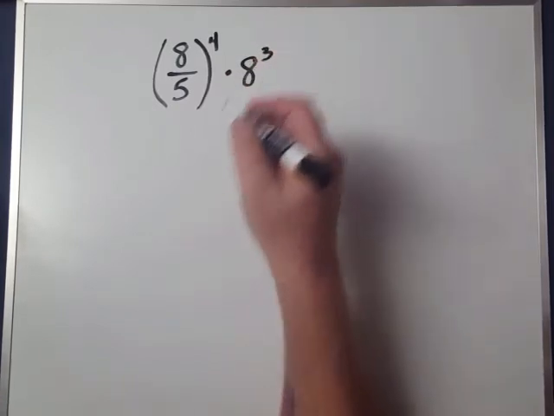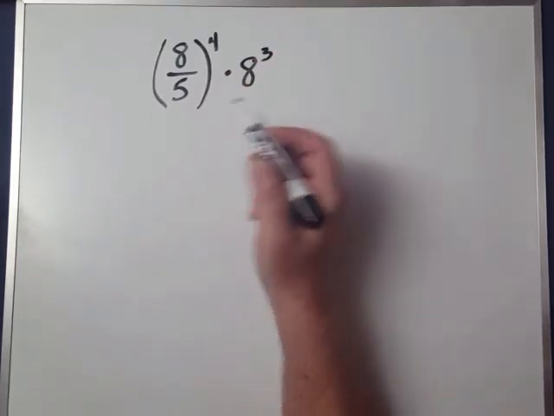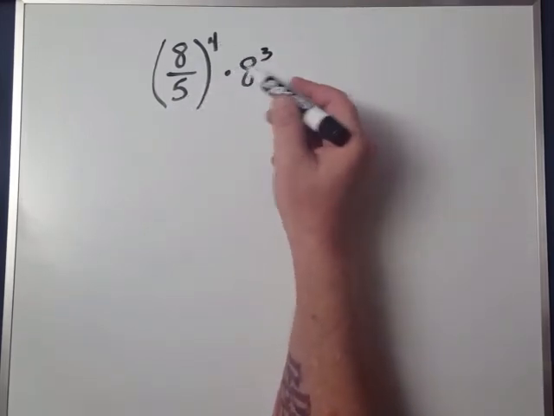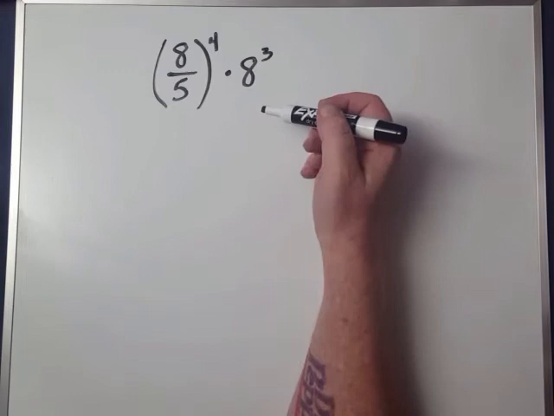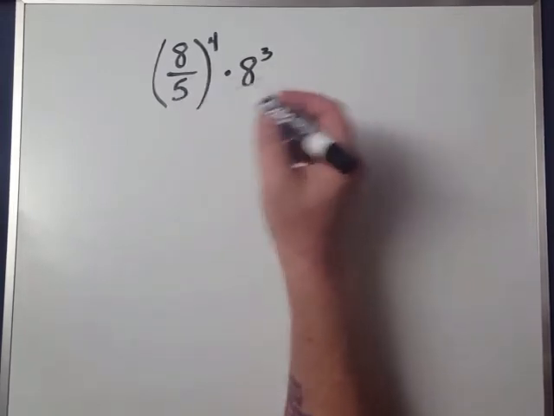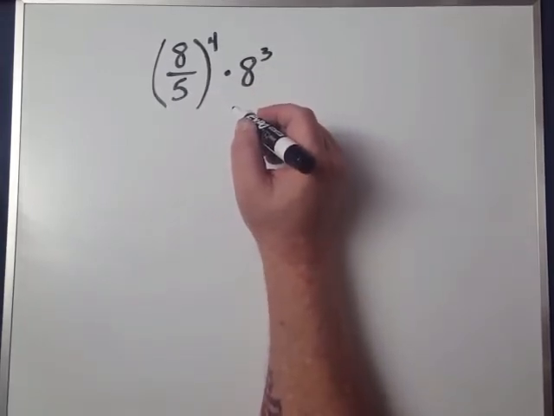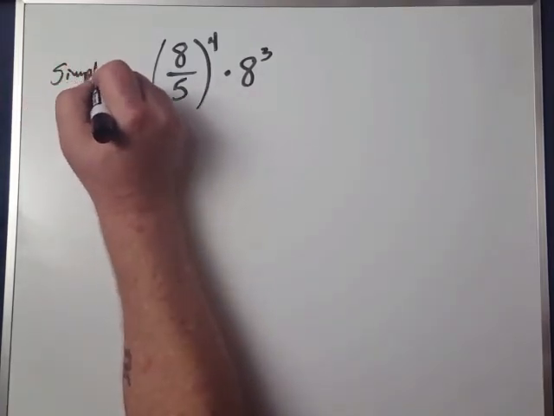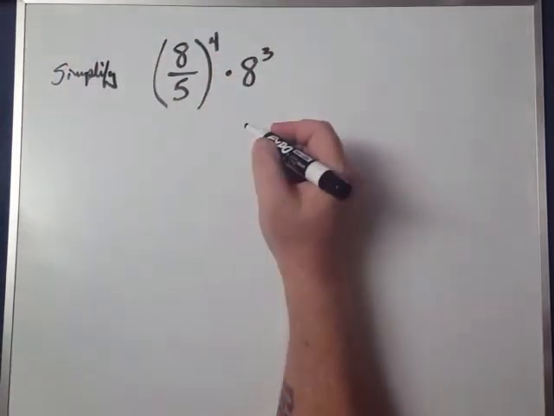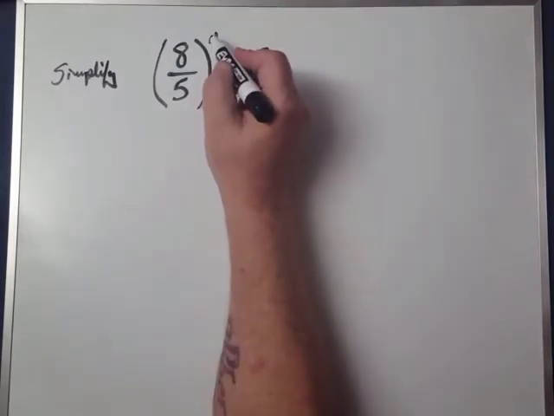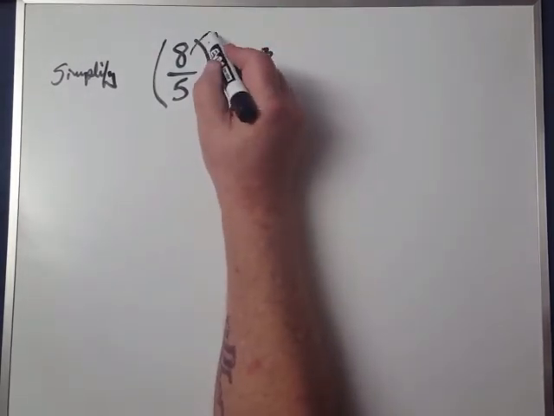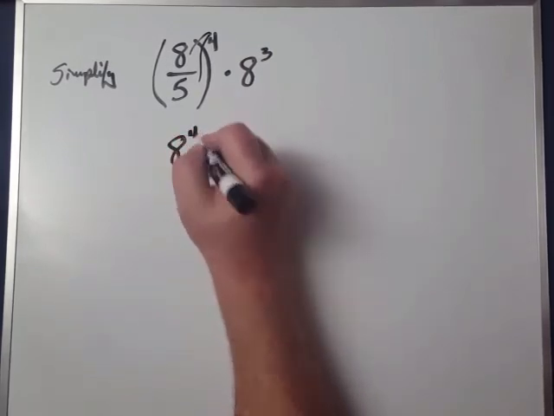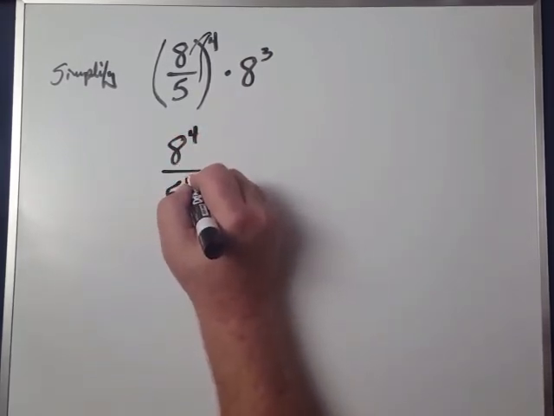And for a problem like this, I wish she had just given letters. A over B, quantity to the 4th times A to the 3rd would have been better, I think, because when she works this, the instructions say simplify. Well, we're going to drop the parentheses by distributing that 4, top and bottom, 8 to the 4th, over 5 to the 4th.